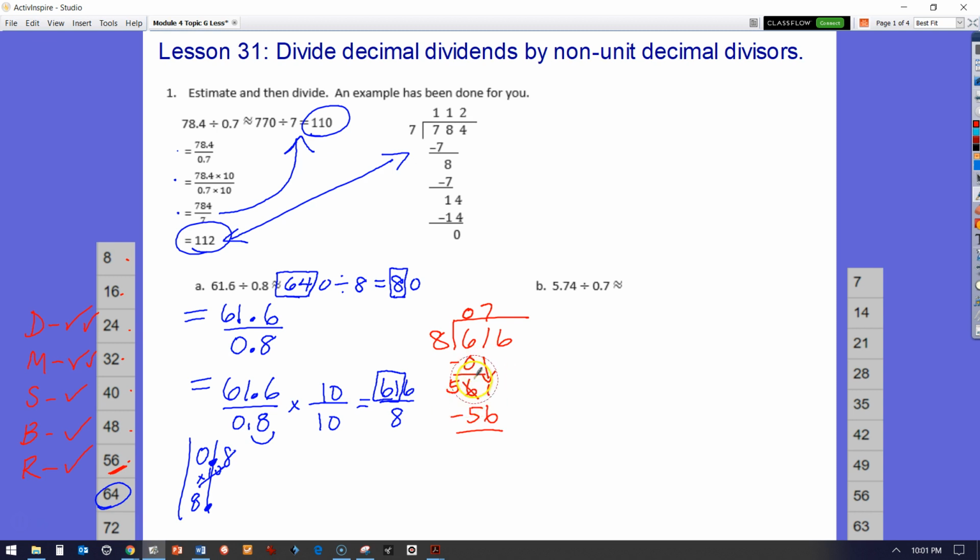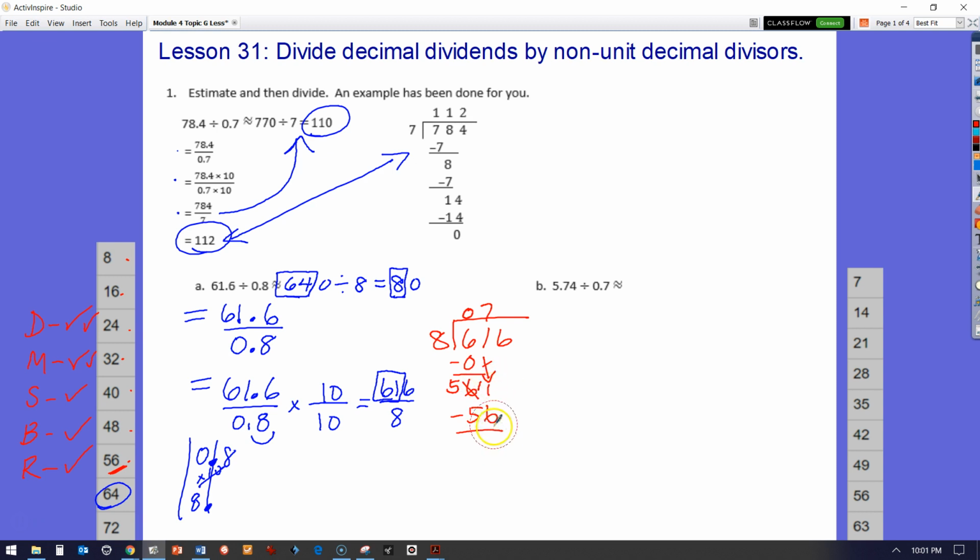Now I have 5 tens, but I'm going to take that one 10 that I took away, and I'm going to make it into 10 ones. So now I have 5 tens and 11 ones, which is equal to 6 tens and 1 one. 5 tens was 50, plus 11 ones is still 61.